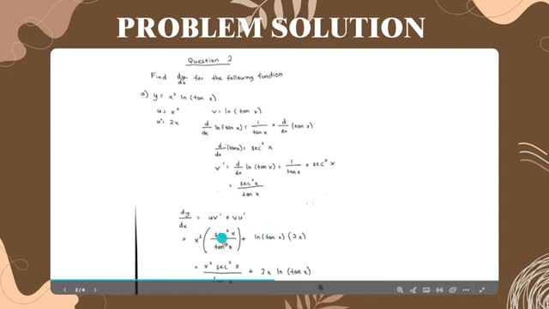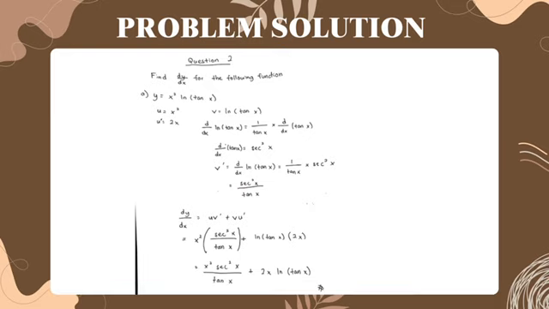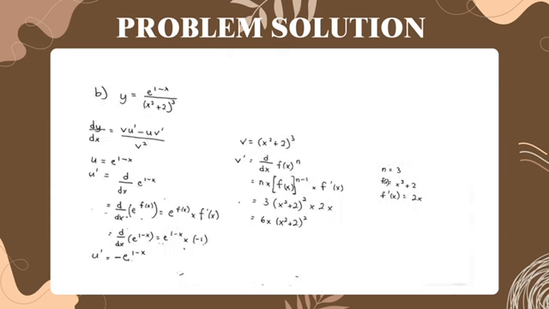After a bit of simplifying, I get the final answer, which is x squared secant squared x over tangent x plus 2x log tangent x. And for 2b, this one is a fraction, so we need to use the quotient rule.